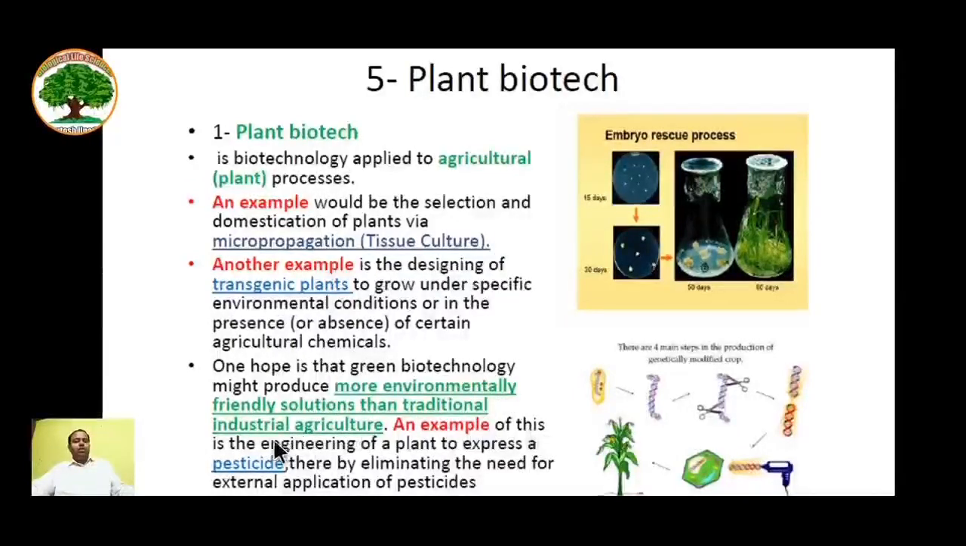An example of this is the engineering of a plant to express a pesticide, thereby eliminating the need for external application of pesticides. The best and the most important breakthrough in this regard is the production of Bt cotton, having the Bt gene taken from Bacillus thuringiensis, that is able to produce a toxin, that is delta endotoxin, which is helpful in maintaining the plant's health, and there is no requirement of anything to be sprayed on the plant, and the plant itself produces that endotoxin which helps to get rid of the pest.